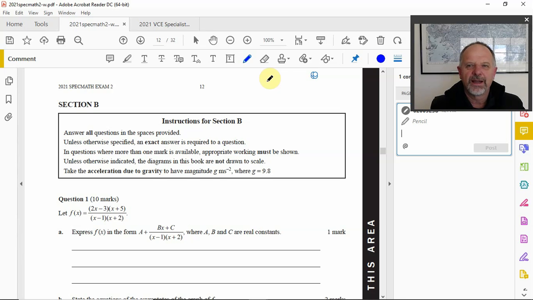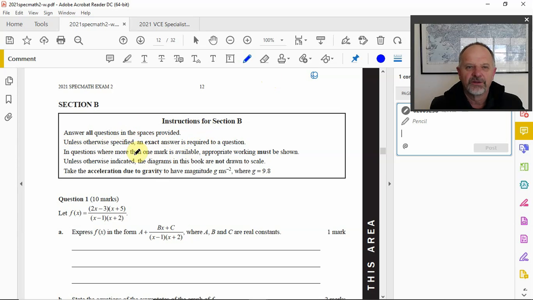Okay, so looking at the VCAA 2021 Specialist Maths Exam 2 here, we're up to Section B. And we're going to look at the first question on Section B. Now, don't forget these instructions, often overlook the second one here: unless otherwise specified, an exact answer.